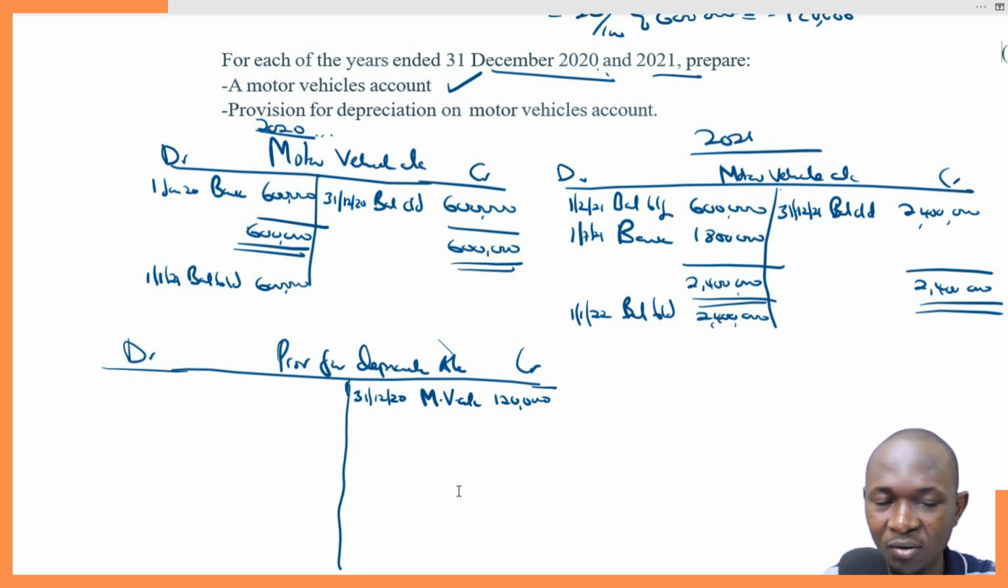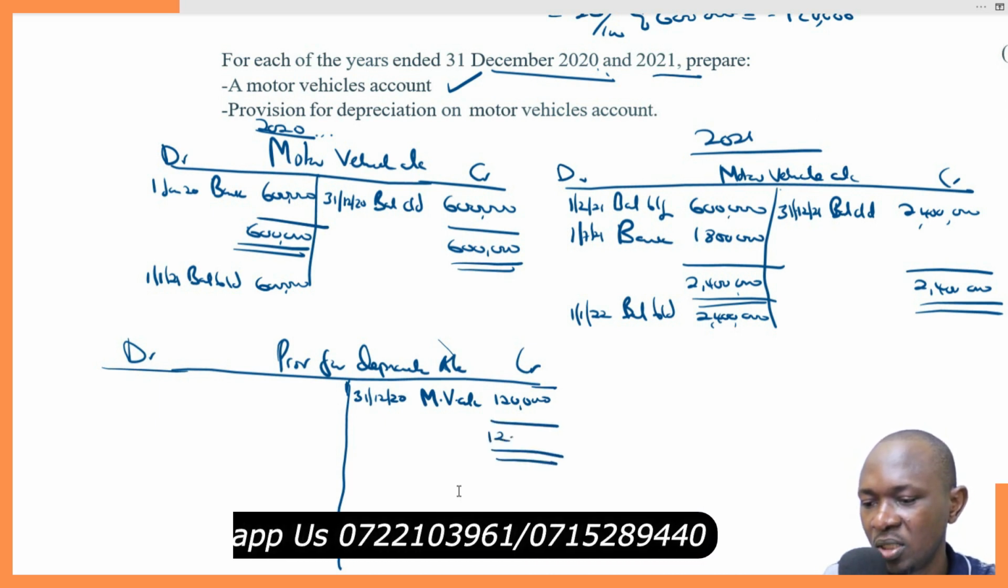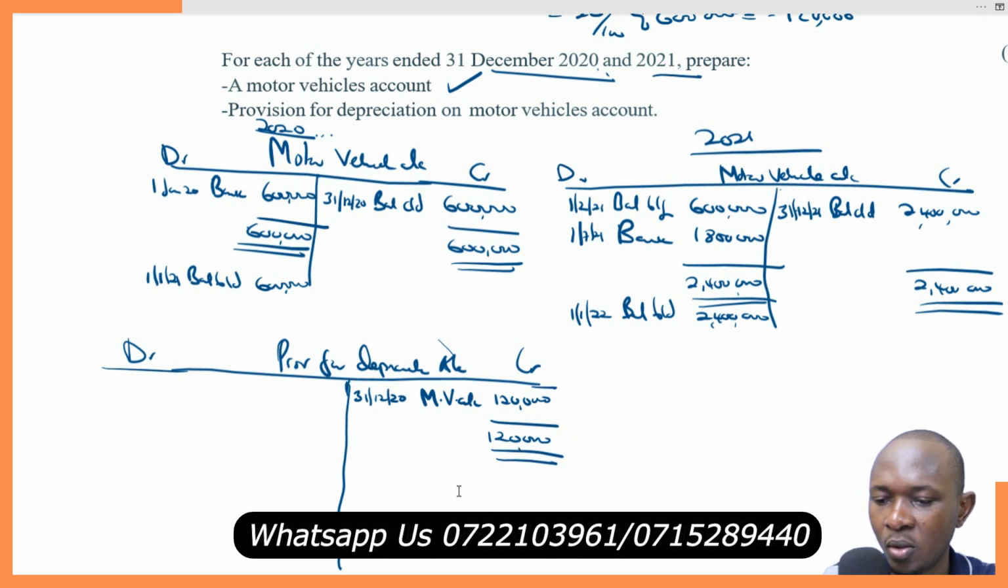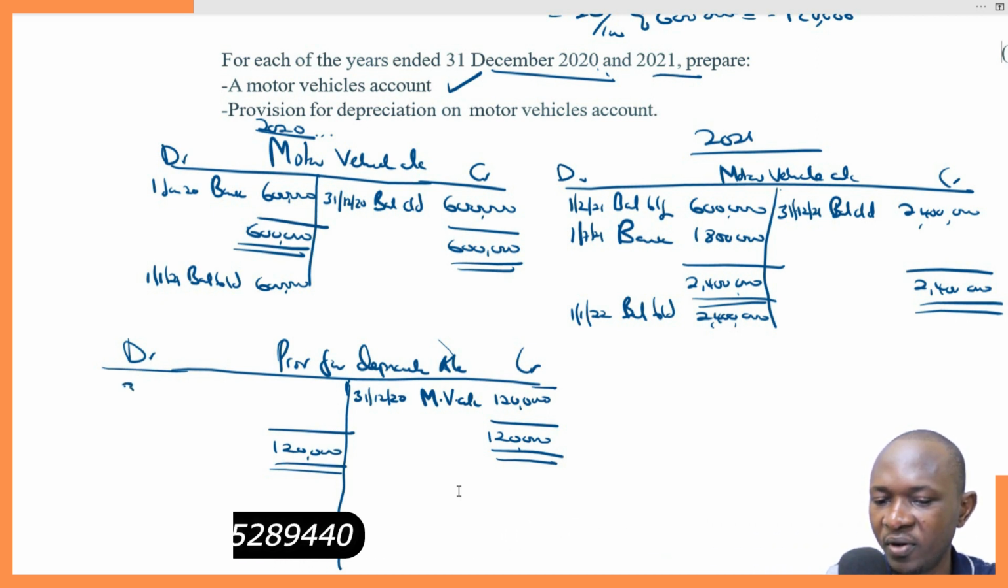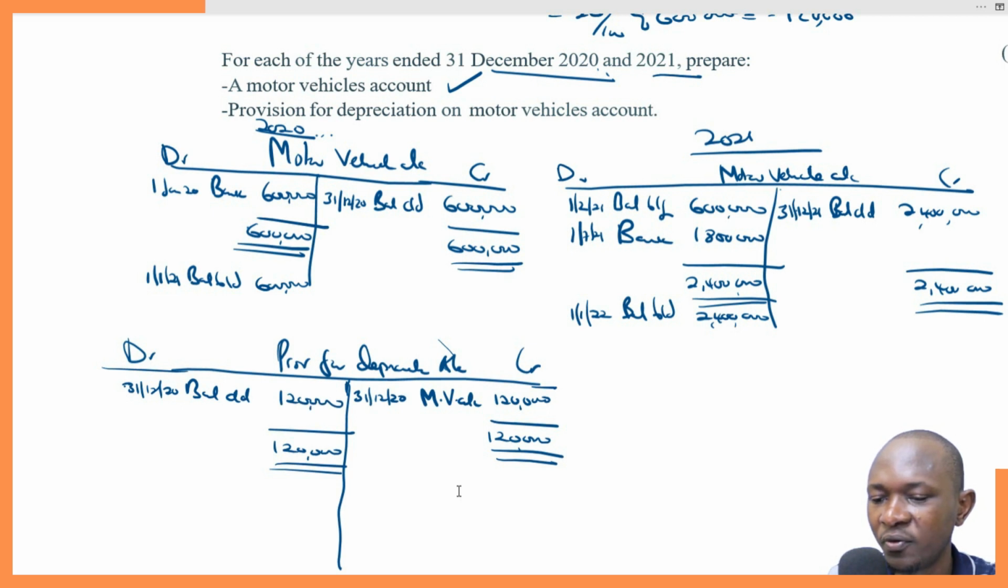So you can see 600 is on the debit, 120 is on the credit. It gives us the net figure of 480,000. So we close this 120,000, 120,000. And then we come here, we say 31st 12/20, balance carried down is 120,000. Now this is for 2020.